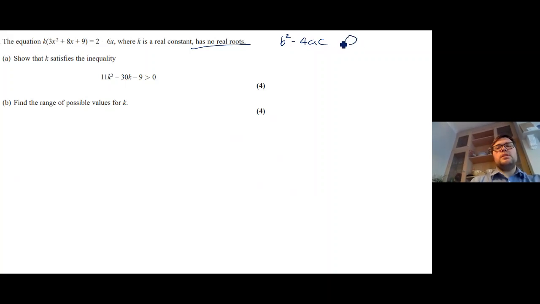So less than 0. I know you might be thinking, wait, it says show that inequality, and that inequality is different the other way around. I know. Don't worry about it. We'll show by the end of it that it does flip around. Expanding this, we have 3kx squared plus 8kx plus 9k equals 2 minus 6x. We need to get everything on one side equal to 0 before we can use the discriminant.